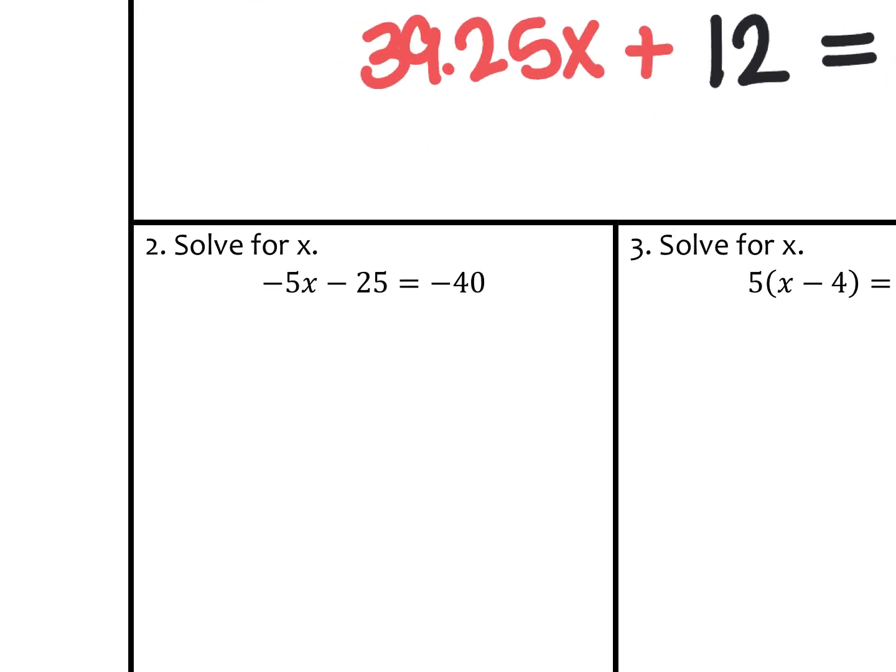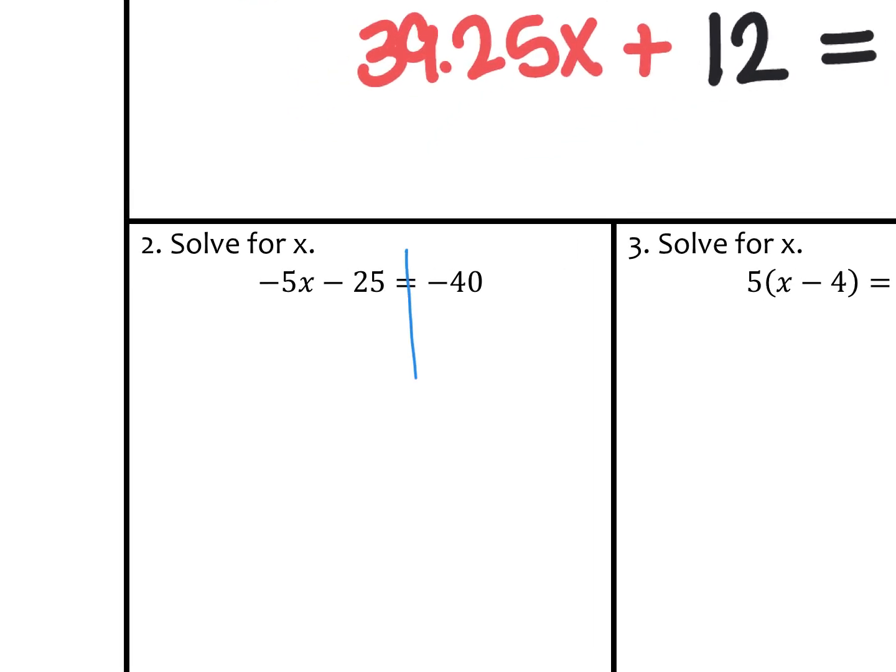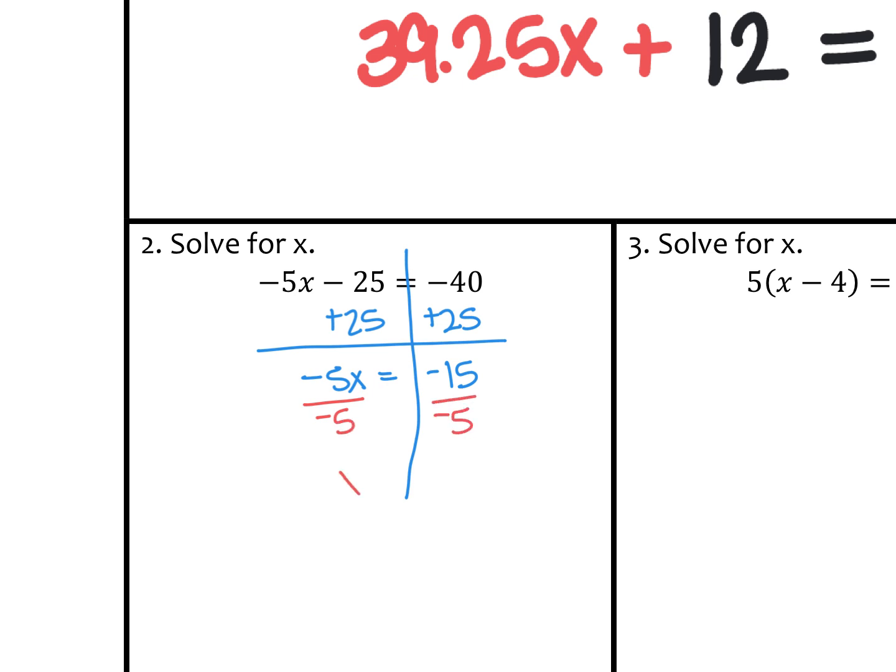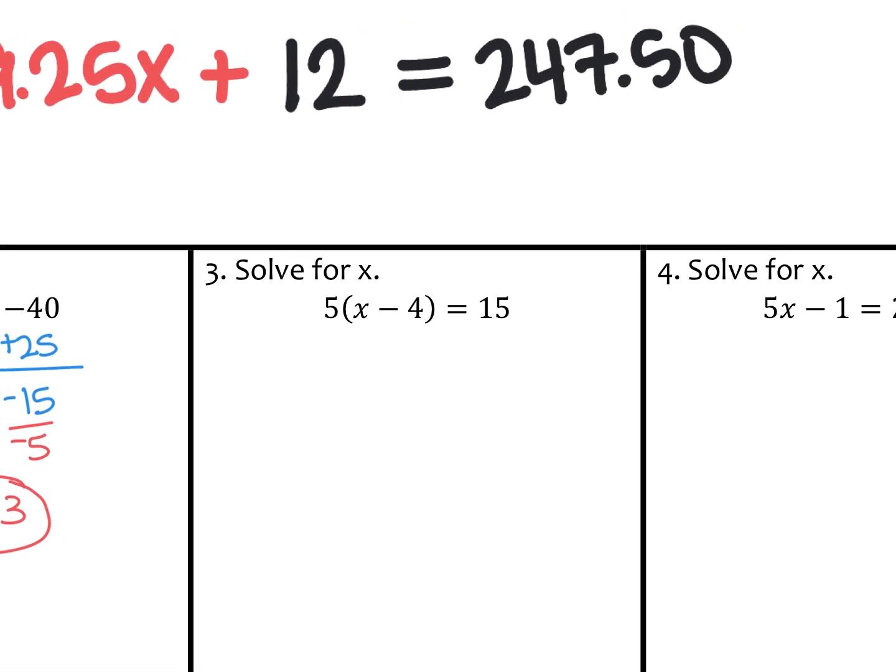Number 2 says solve for x. Okay, so I'm going to use opposite operations here. I'm going to add 25 to both sides. Using my calculator, that gives me negative 15. And then our last step is usually grouping. So in mathematical terms, that's division. So x is going to equal 3 for us on number 2. If at any time you need to, please pause.